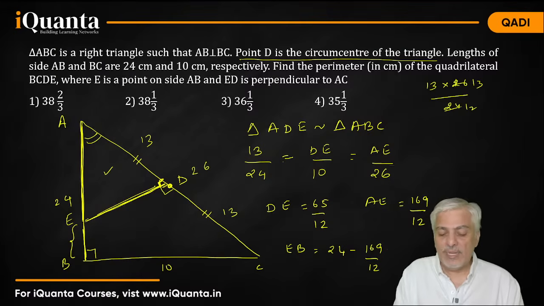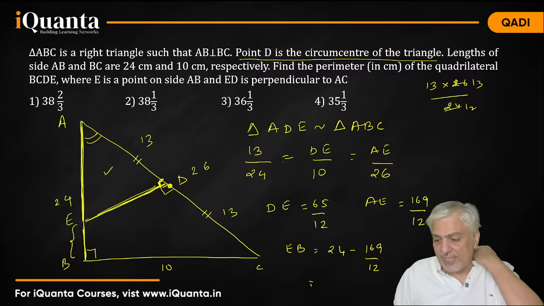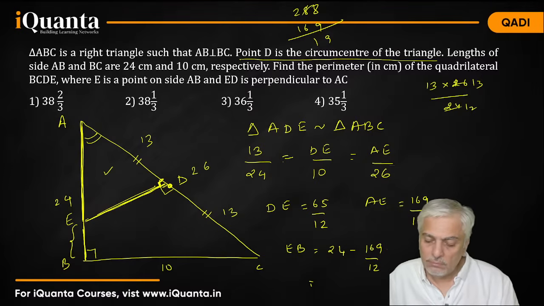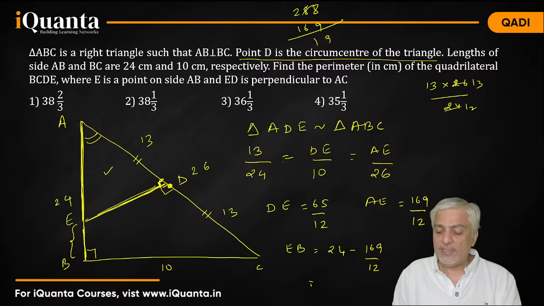Right? EB will be AB, that is 24, minus AE, which is 169 upon 12. 12 into 24, 12 twos are 24, 12 12s are 144, 2 times is 288. 288 minus 169. Okay, so 288 minus 169, 18 minus 9 is 9, 7 minus 9, 119. So that's 119 upon 12.